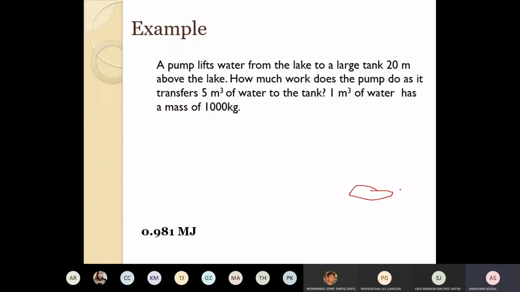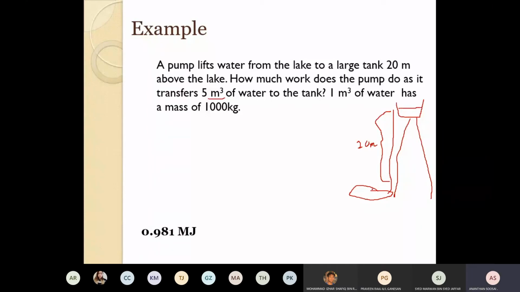So there is a lake, and there is a pump that raises the water to a tank of height 20 meters. What is the work done when the pump transfers 5 meter cube of water into this tank?